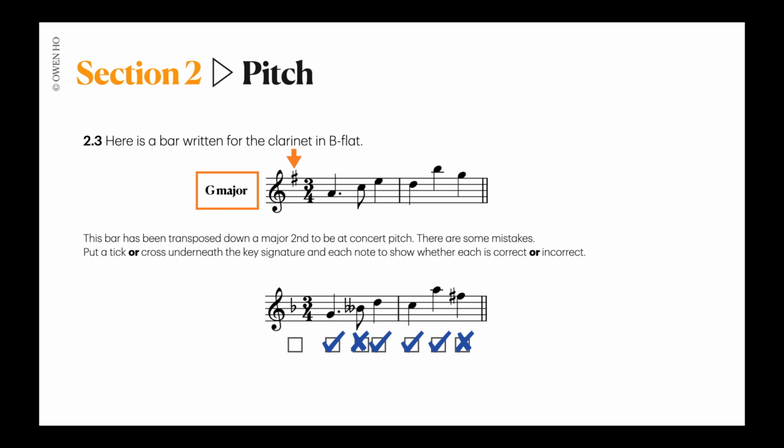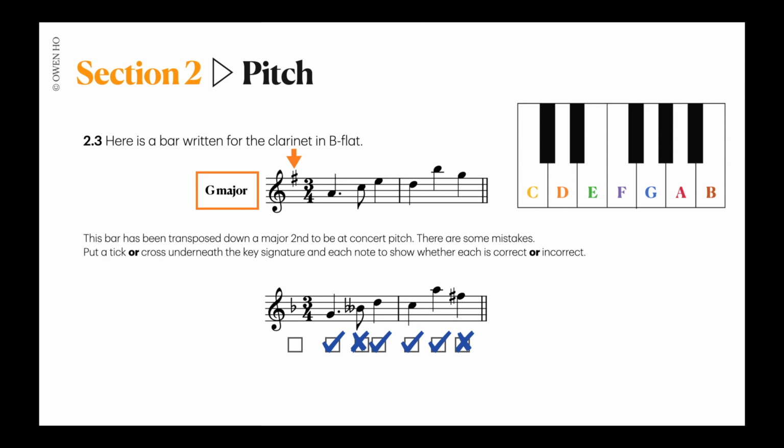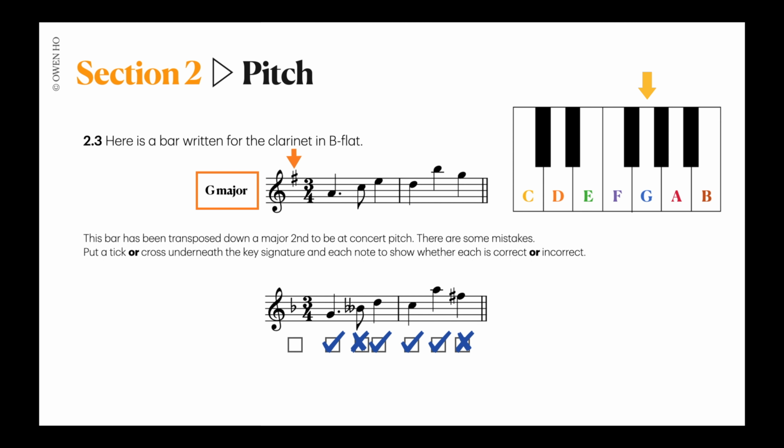Now, according to the question, the music needs to be transposed down a major second, or 2 semitones, to be at the concert pitch. So looking at the keyboard, we go from the G to G flat to the F, so that's 2 semitones lower. In other words, we need to find out the key signature for F major.